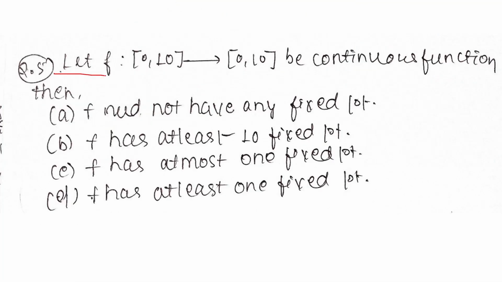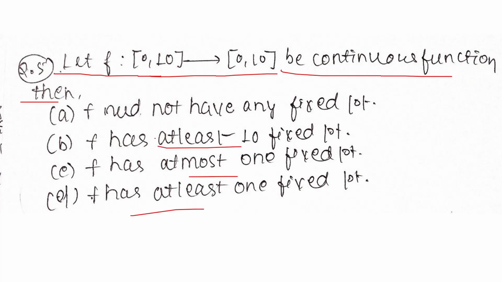Question 5. F from the closed interval 0 to 1 is a continuous function. Obviously, a continuous function is given. So it has at least one fixed point. At least, at most, and at least, these are the keywords.